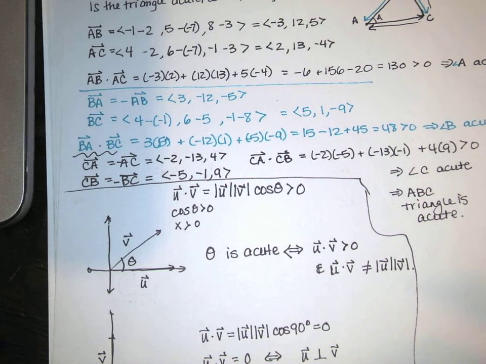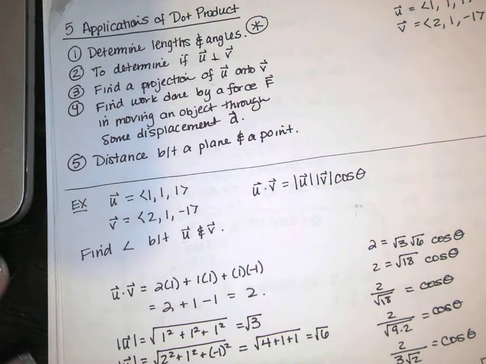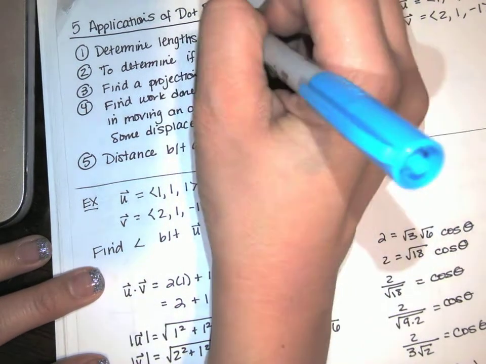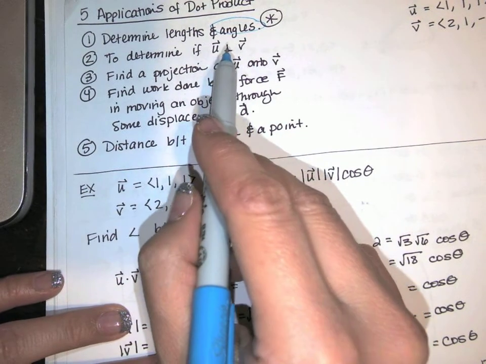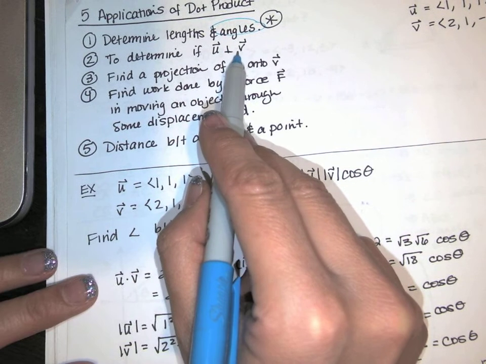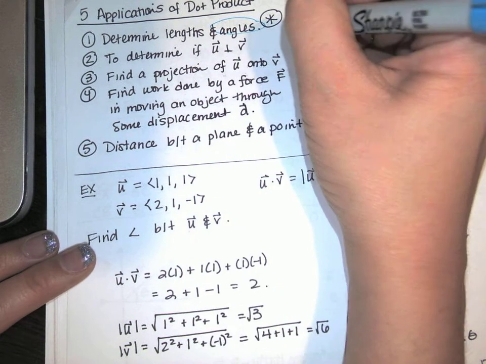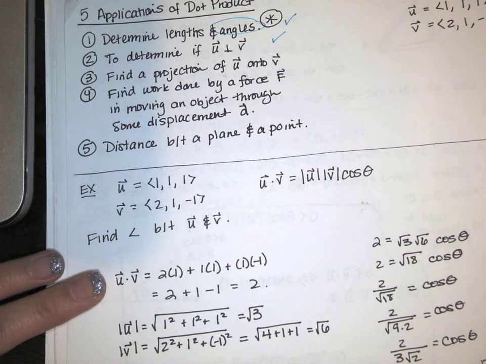Okay, so let's go back to this. We have just taken care of this first one, finding lengths and angles. We were more focused on the angles here. We said if the dot product is 0, the two vectors are perpendicular to each other or orthogonal to each other. So we've taken care of these first two. I'm going to talk about projections in a different video.